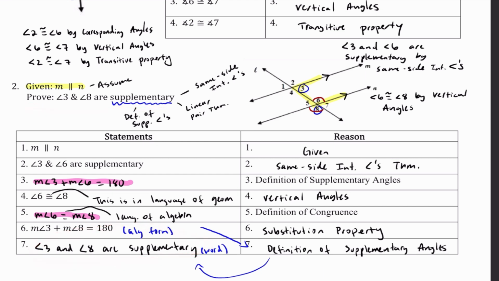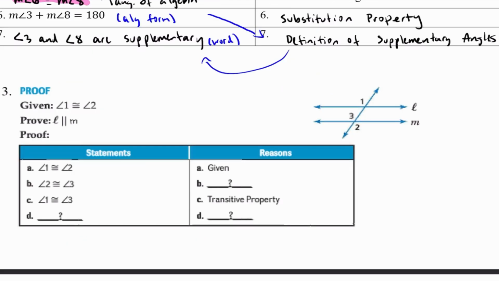And this is what I'm trying to prove. Okay, so number 3, this one is different from the proofs that we just did on today's notes. It says, given that angle 1 is congruent to angle 2, prove that L is parallel to M. So if I look at this diagram right here, we cannot assume that these two lines are parallel. Why? Because that's what we're trying to prove.